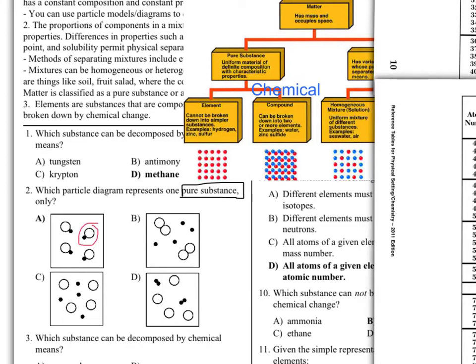So B is not a pure substance, but it's a mixture because it has this small closed circle and this larger double circle, and these are different particles that are not connected with a bond. Again, we can do the same in C, and we can do the same again in D. So the only diagram that has a picture where there's only one type of particle, either an element or a compound, in this case a compound, is A.